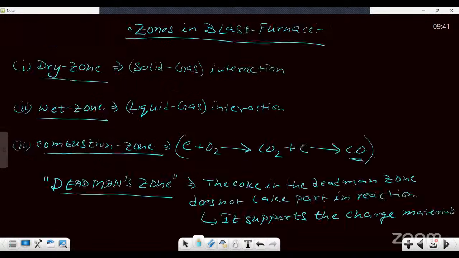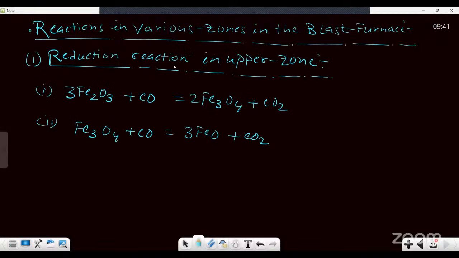So what is happening here are the reduction reactions in the upper zone. You see the charged materials that we are charging are mainly Fe2O3. Now this Fe2O3 is coming in contact with the CO gas, because there is a lot of CO gas, and it is getting reduced to Fe3O4 plus CO2, right? Again, the Fe3O4 is coming in contact with the CO gas and it is getting reduced to FeO plus CO2. Okay. So these are the main reactions that are taking place at the upper part.